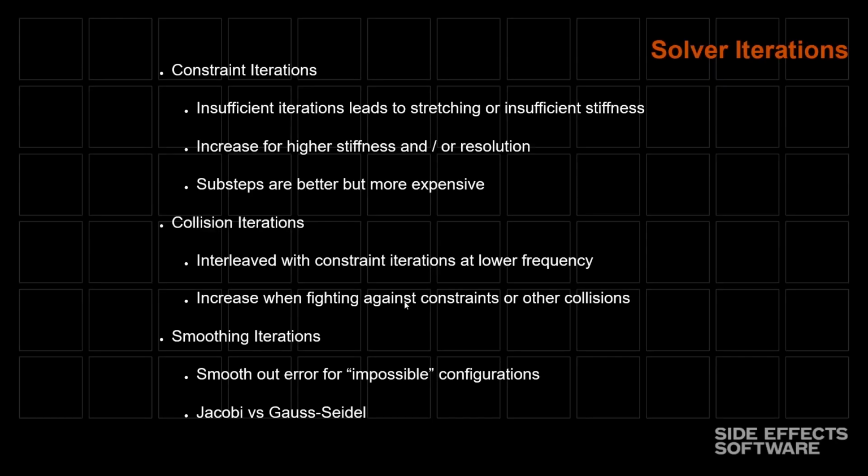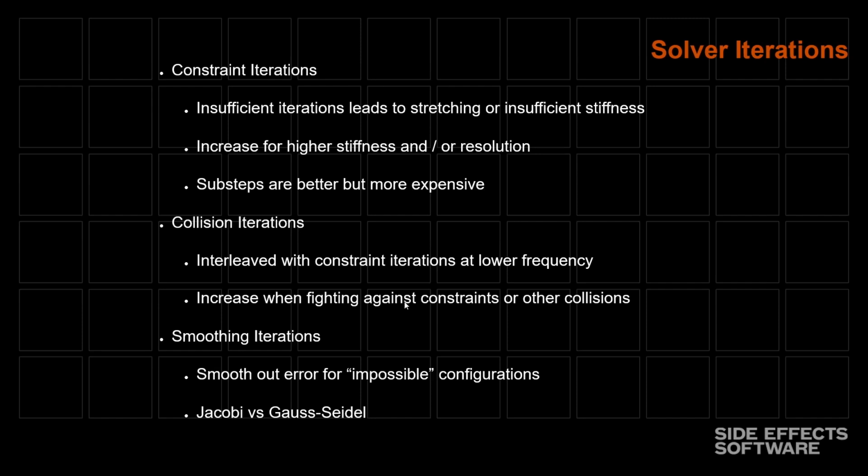For the final topic of Vellum Solver internals, I'd like to talk about solver iterations. So Vellum is an iterative solver, which means that it's solving constraints over and over again, as well as solving collisions over and over again. And in general, the more iterations it has to do that, the more accurate it's going to be. In particular with constraint iterations, if you don't give it enough iterations, you're going to see stretching in cloth or springs, or insufficient stiffness for things like bending.